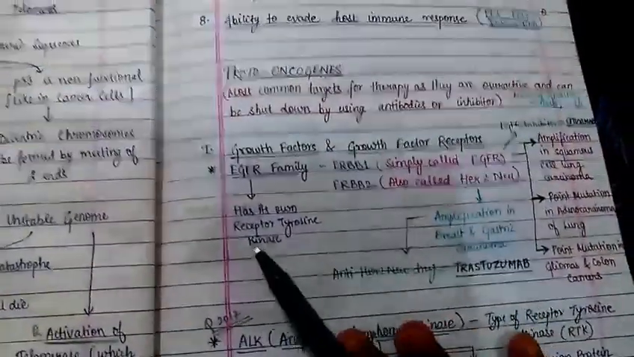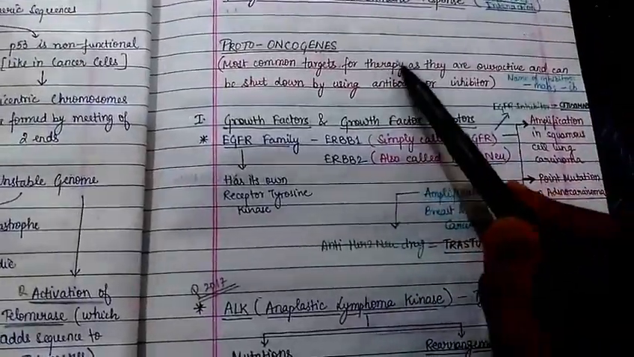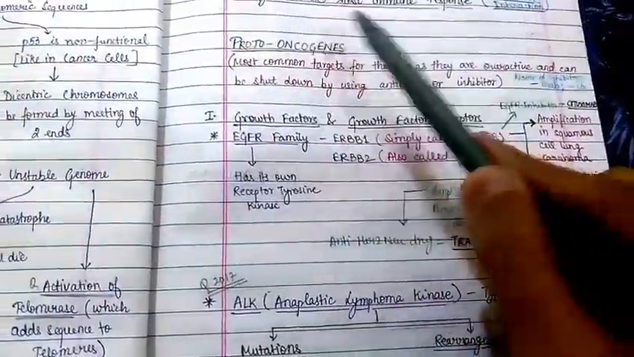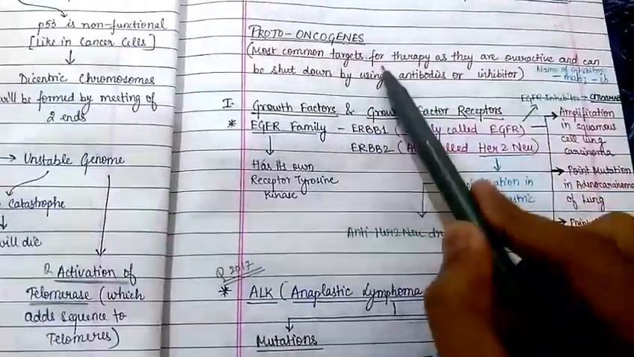Now coming to the proto-oncogenes again. Most common targets for therapy are the proto-oncogenes, because they are active. And we try to inactivate these proto-oncogenes. So they are the most common targets for therapy.